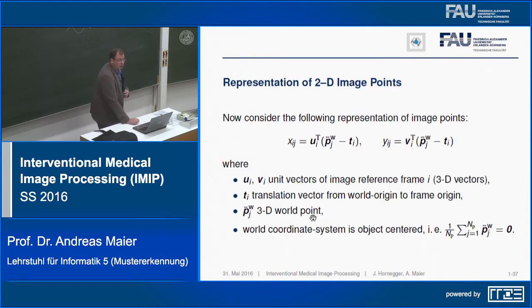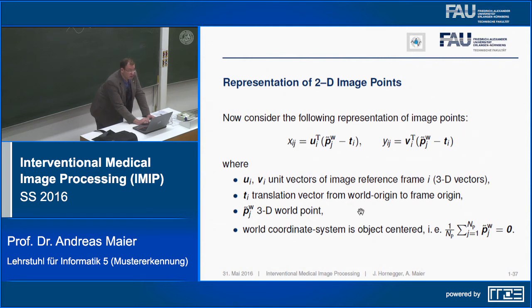So you can generally describe the projection of a world point onto this image plane by taking the world point, then you shift by t, which is the center of your camera. This is the translation vector to your camera position. And then you multiply with u to get x, and you multiply with v, which is the other direction of the image plane, and you get y. So this is just an inner product. This is generally the way of how you can compute the x and the y coordinates here.